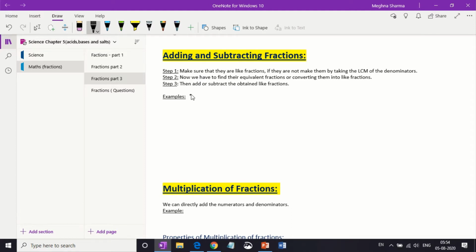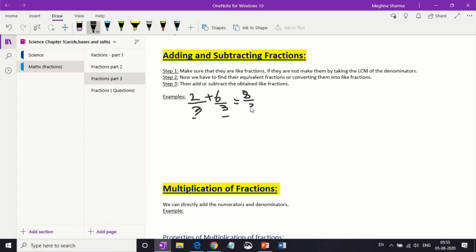For example, let me take 2 by 3 plus 6 by 3. Here the denominator is 3 in both fractions, which means they are like fractions. Now if they are like fractions, we can directly add them. 2 and 6, 2 plus 6 is equal to 8. Now you get 8 by 3.